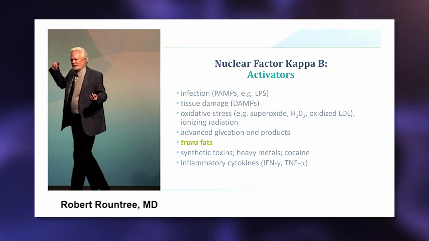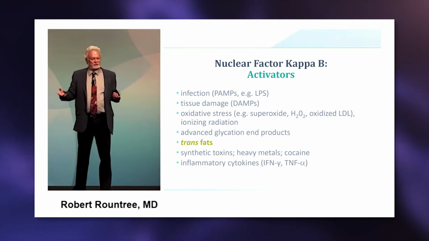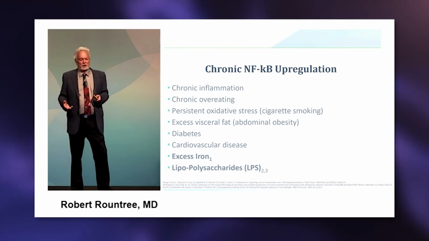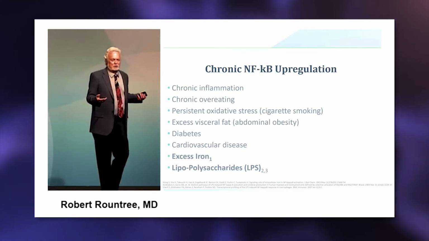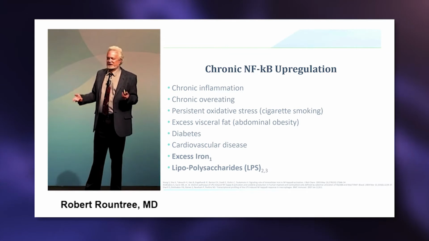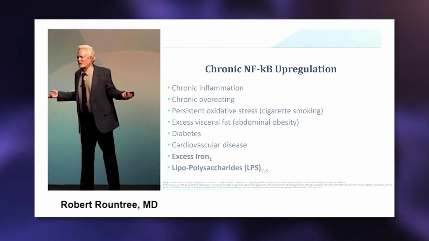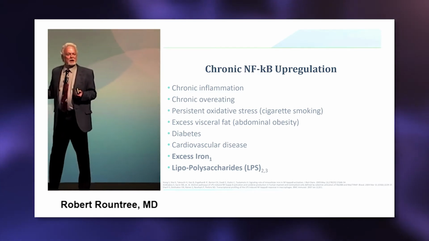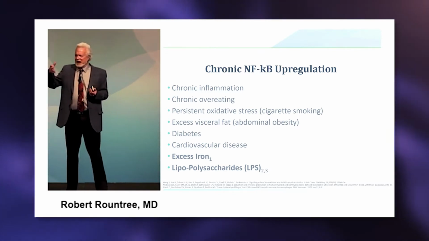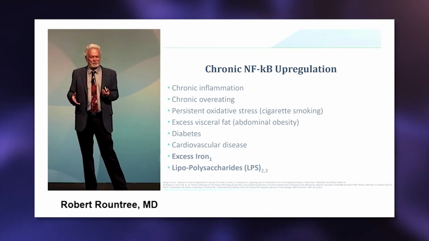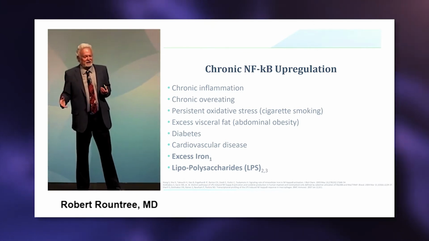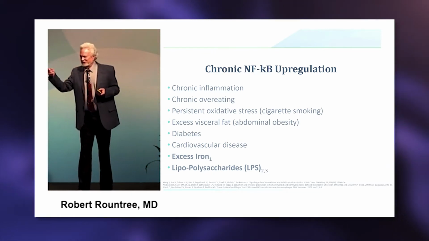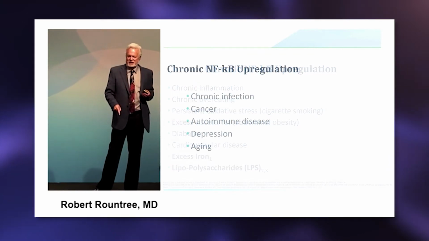Infection, tissue damage, our old friends: trauma, infection, foods, and toxins. The same kinds of triggers all hit NF-kappa B. What are dietary or disease states that lead to NF-kappa B upregulation? Eating too much. Chronic overeating, which is kind of a societal problem that we have. Any chronic inflammatory state is associated with too much NF-kappa B. Excessive visceral fat, diabetes, cardiovascular disease, hemochromatosis, lipopolysaccharides that I mentioned that can come from leaky gut syndrome.